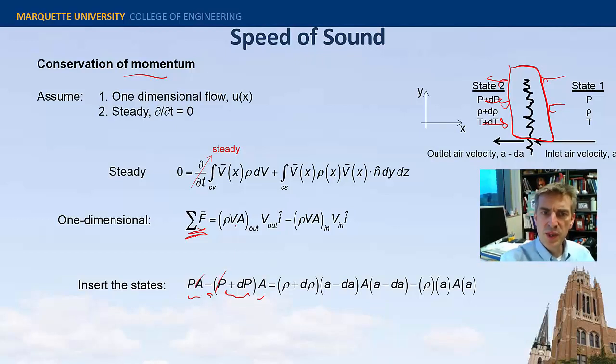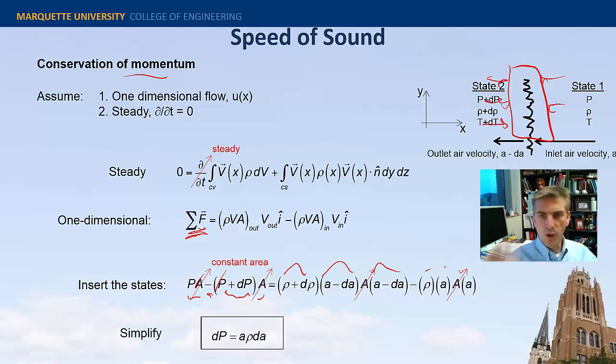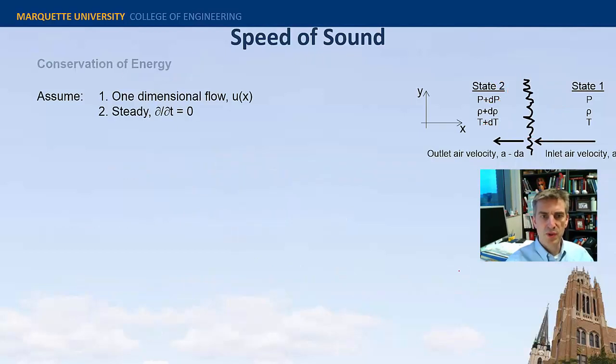And we'll do the same thing with the momentums, right? So all of the outlet momentums have the dA in it, and all of the inlets are just the state variable. So the constant area allows us to cancel out the pressures, and if we FOIL all this out and you make the same assumptions about products of differentials being small, you'll end up with just this simple equation here.